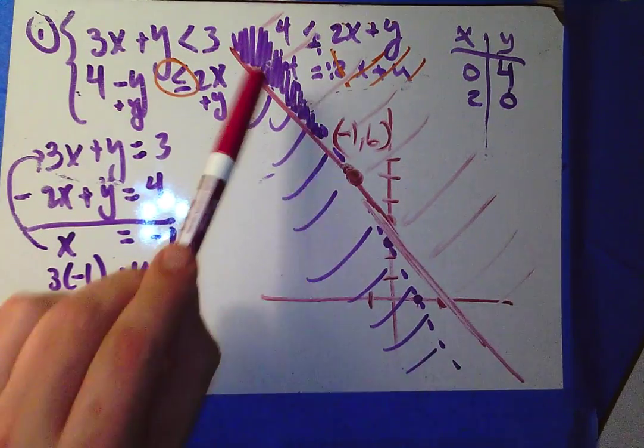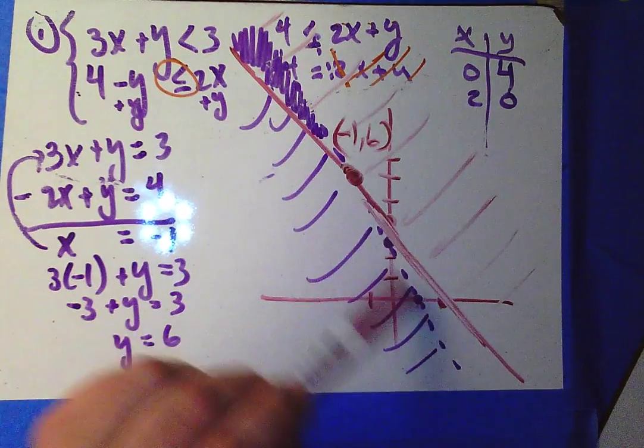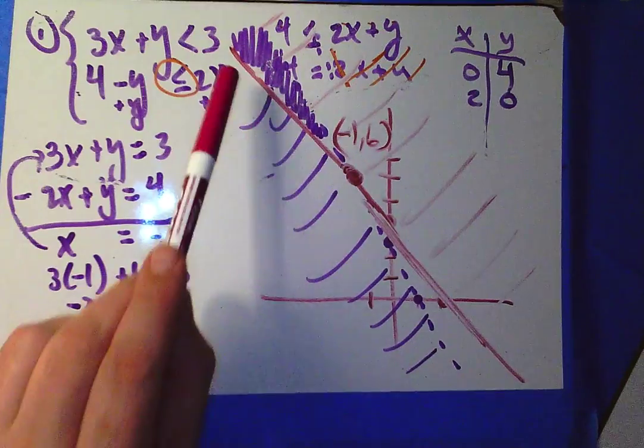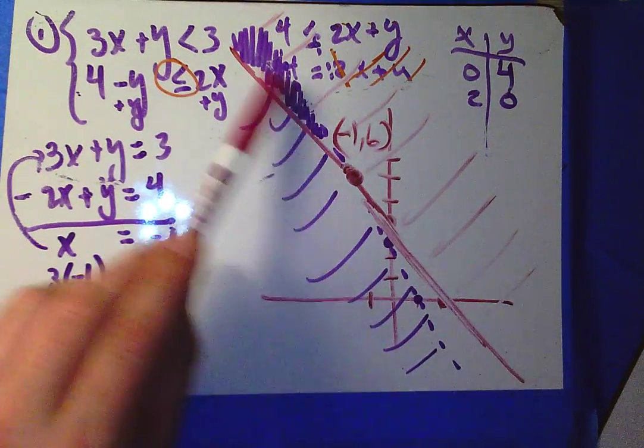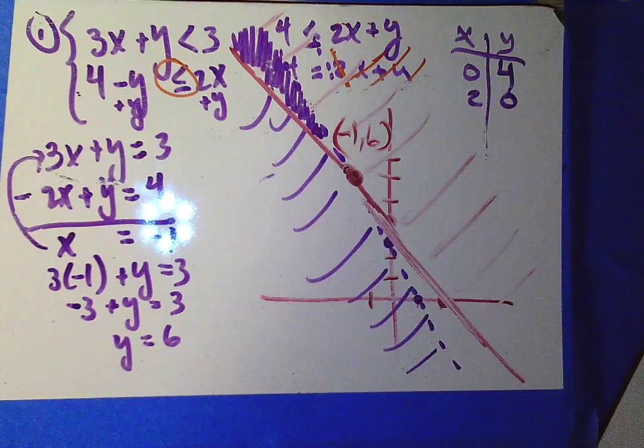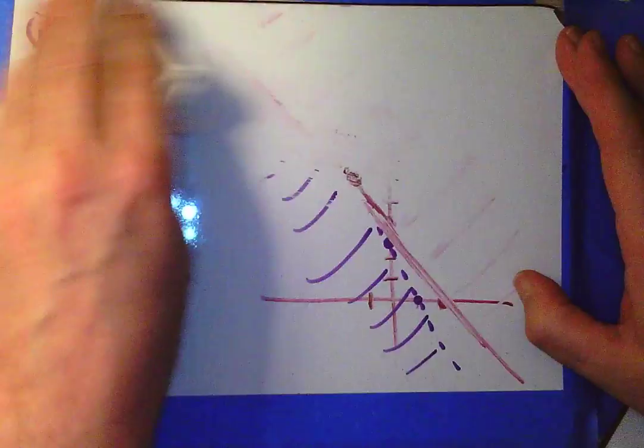This isn't going to work. Only up here. To the left of the purple dotted line and to the right of the solid red line is our solution region. Okay, so we've got some stuff to look out for. Let's do our next problem.